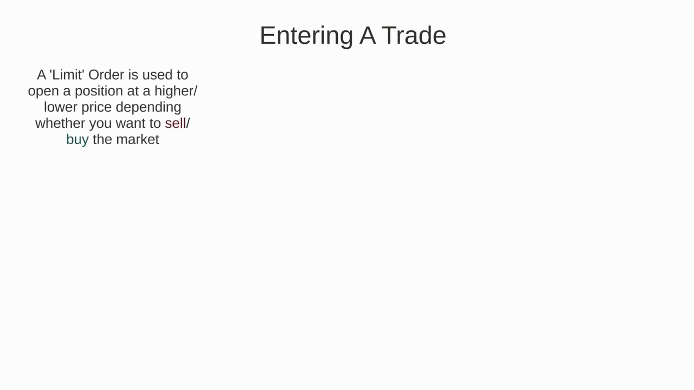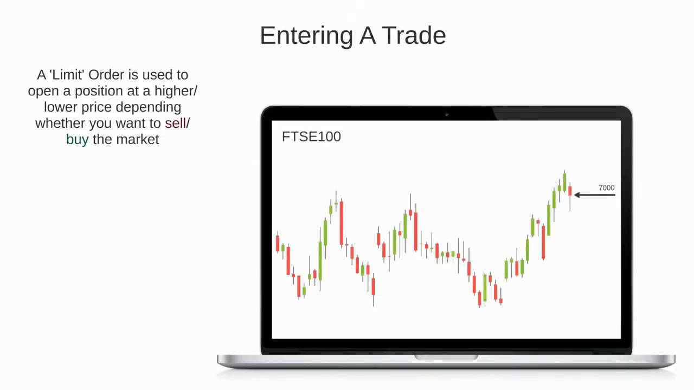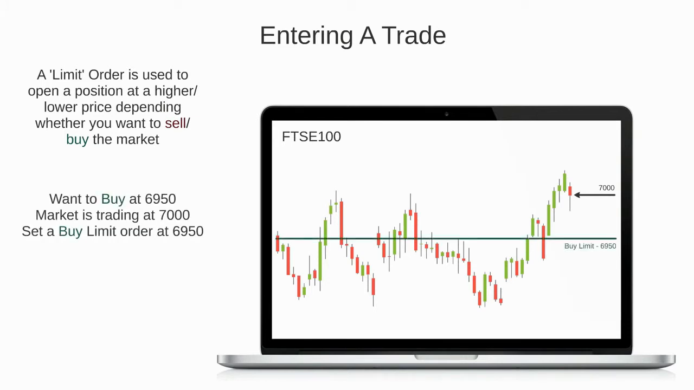A limit order enables a trader to enter a buy or sell position above or below the current market price. For example, if I wanted to open a buy position on the FTSE 100 at 6,950 and it was currently trading at 7,000, I could set a buy limit order at 6,950 and my broker will enter me into a buy position if the price falls to 6,950.